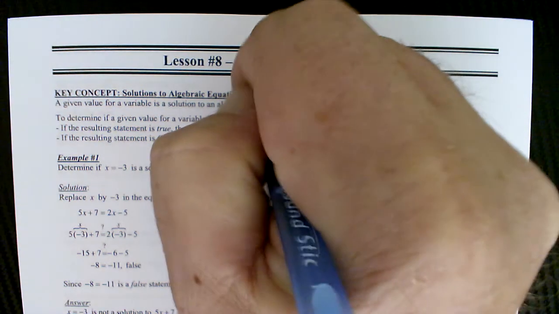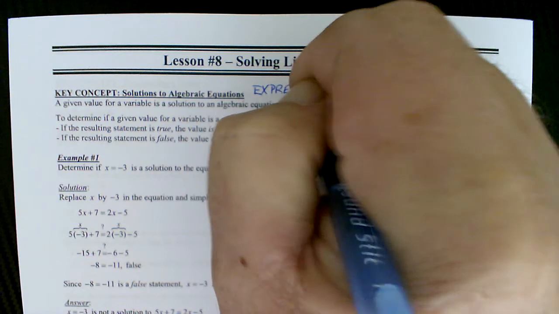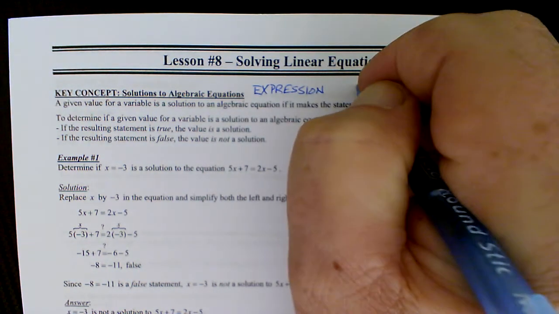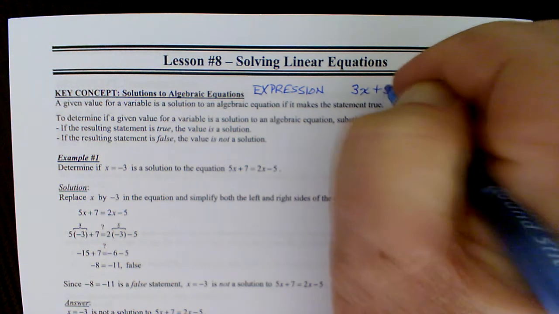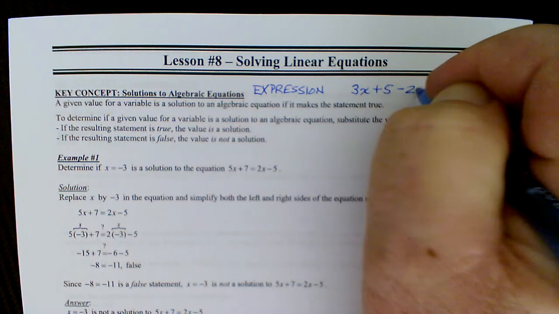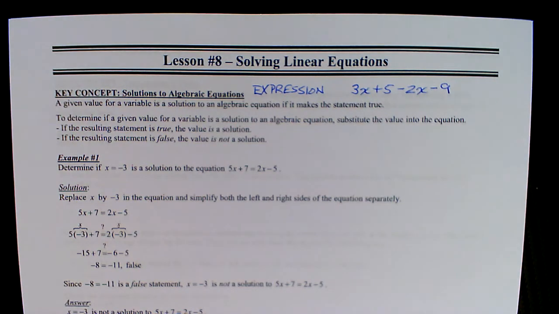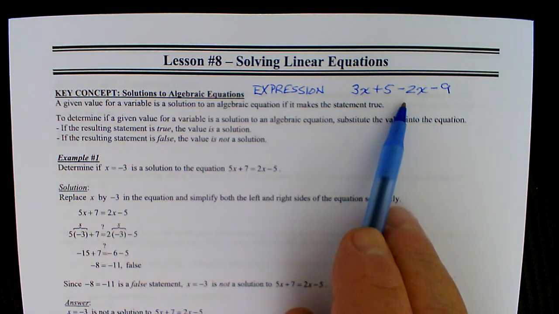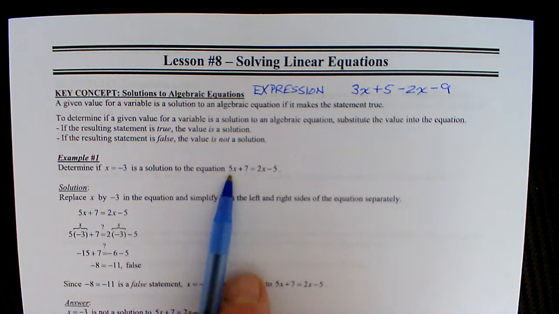Make sure you understand that an algebraic expression does not contain equal signs. So maybe 3x plus 5 minus 2x minus 9 would be an example of an algebraic expression. Notice there is no equal sign. But in an equation, we will have an equal sign, as you can see in the pencil problem.